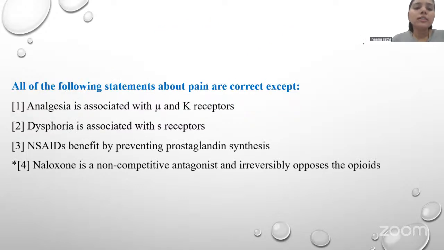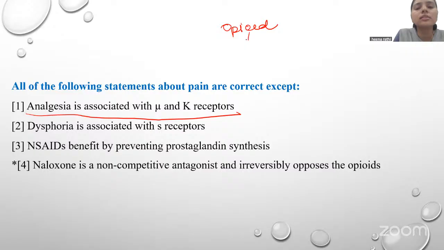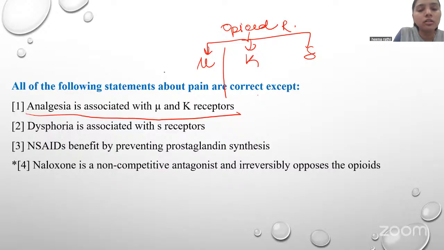All of the following statements about pain are correct except: analgesia is associated with the mu and kappa receptor. What are mu and kappa? These are the opioid receptors, meaning the analgesics are opioids. These opioids work through the opioid receptors. These receptors are mu, kappa, and delta. Mostly the drugs which are opioids, which we are going to use like morphine, are mu receptor agonists.